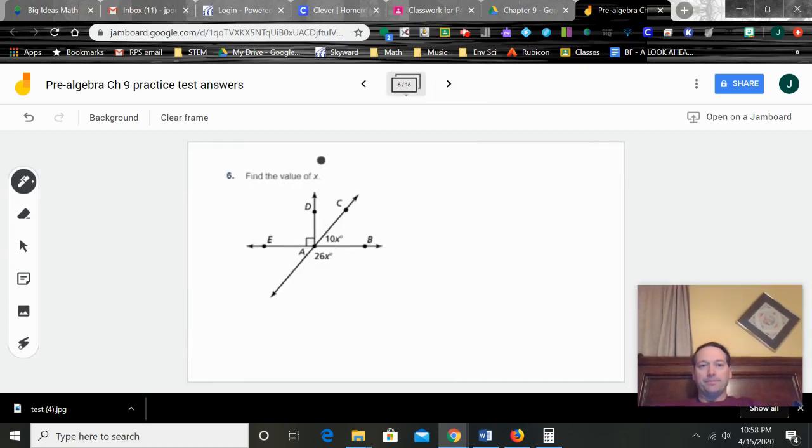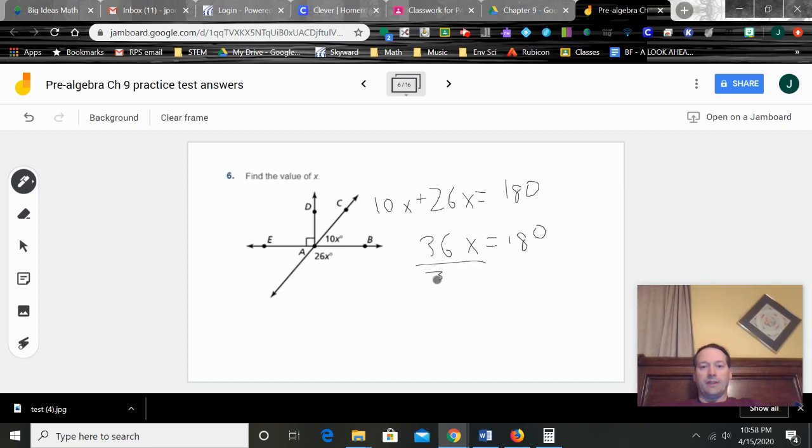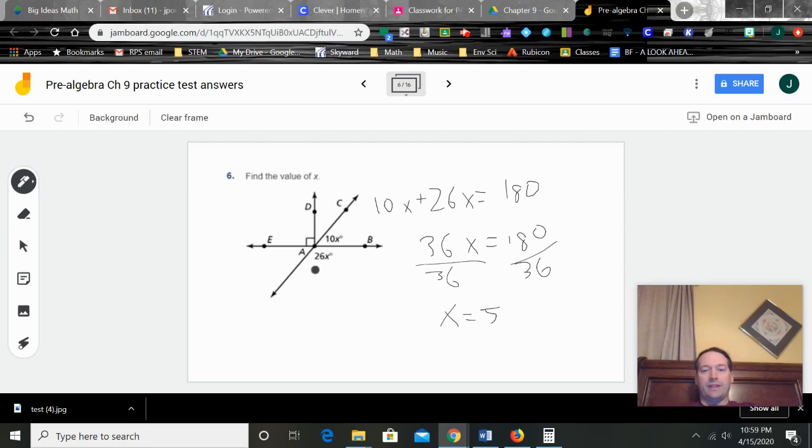Now, this one's slightly more complicated. Again, in this case, we're trying to just find X. If you notice, these two angles form a straight angle, which is 180 degrees. So we have 10x plus the other angle, which is 26x. Those add up to 180. So 36x is 180. Divide both sides by 36. X equals 5. So the answer for this one is 5.